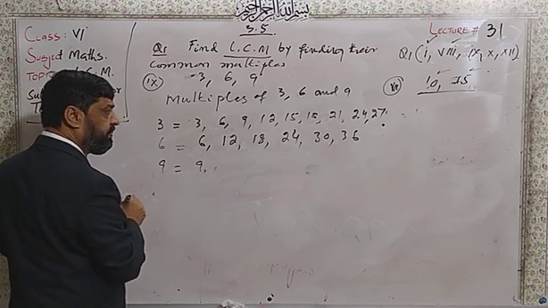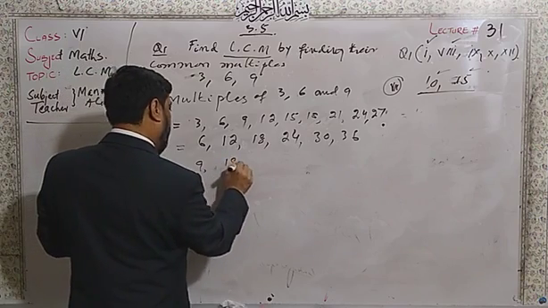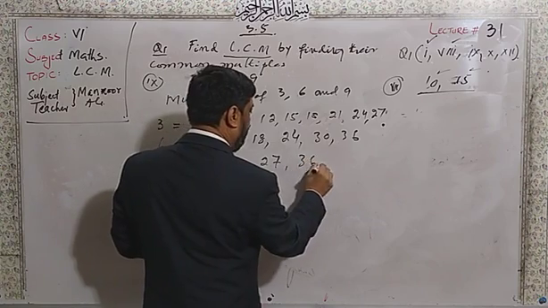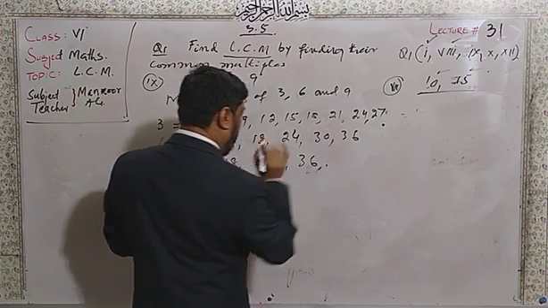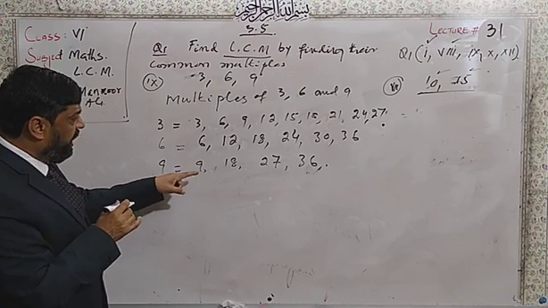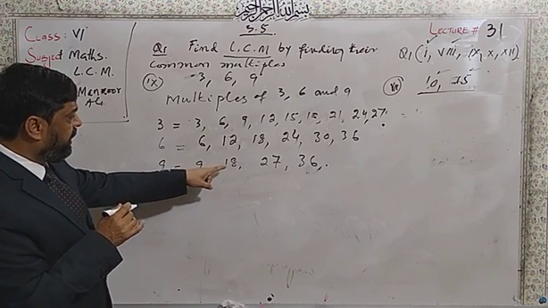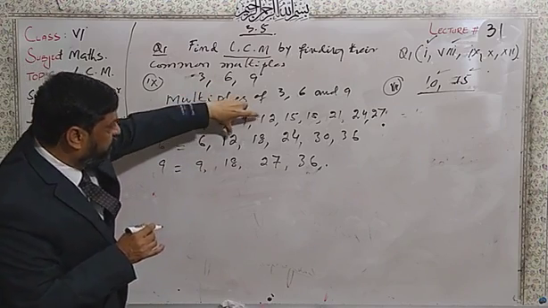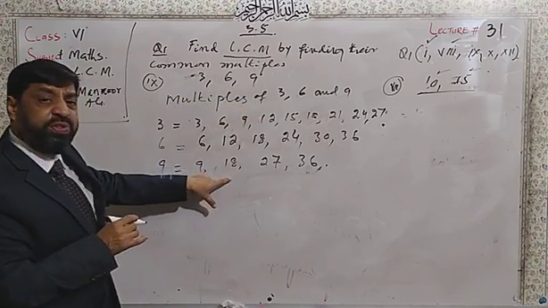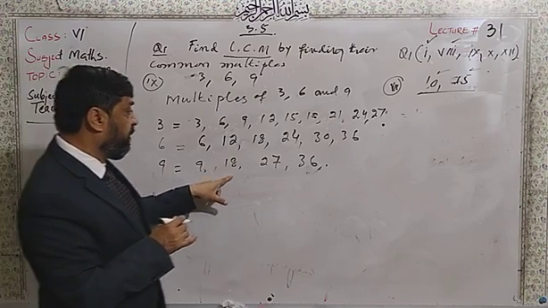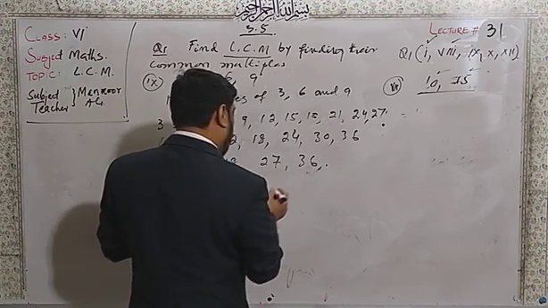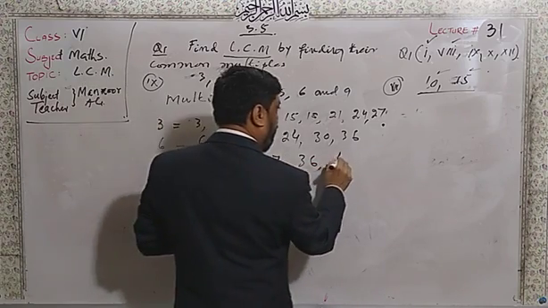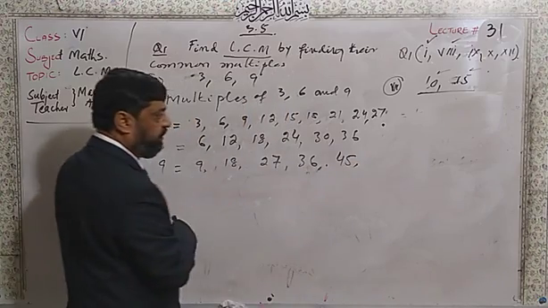9 one time 9, 18, 27, 36. Now stop. No. If you think that here I have it, we have no 12 in the third, because 12 we have here, but in the third we don't have the common 12. So that's why I will proceed further. 9, 4 times here, 45, again here, 45.